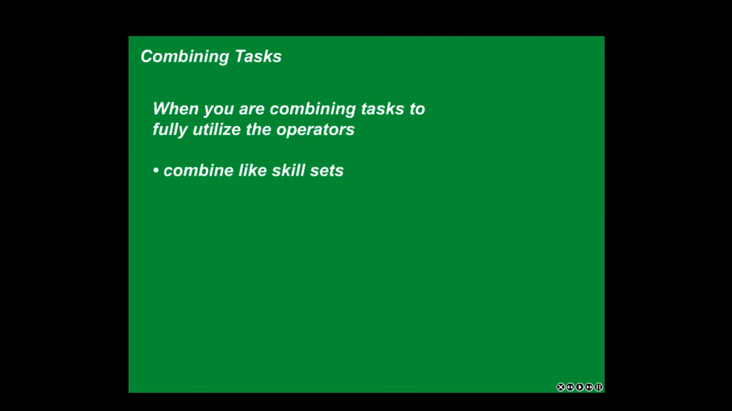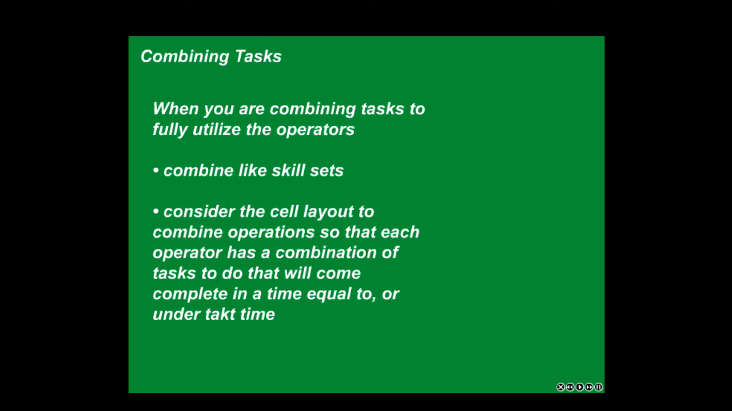When you are combining tasks to fully utilize the operators, combine like skill sets, and consider the cell layout to combine operations so that each operator has a combination of tasks to do that will complete in a time equal to or under takt time. It is important to consider the skill required for the task.